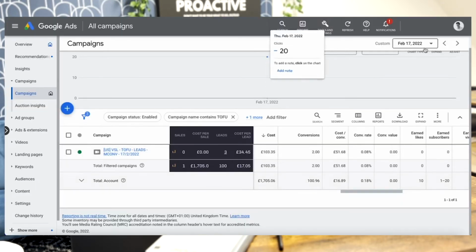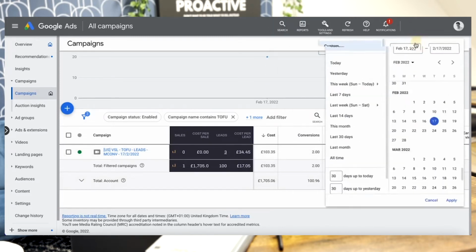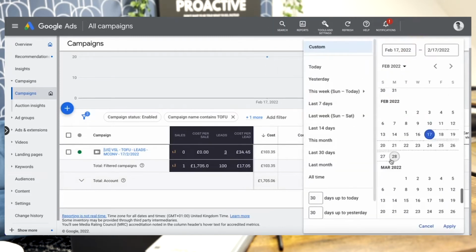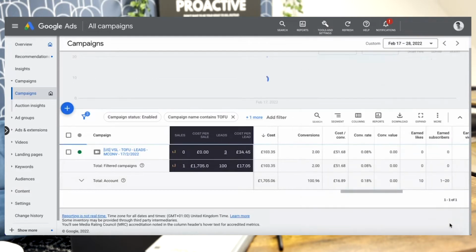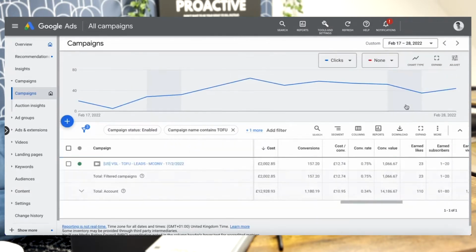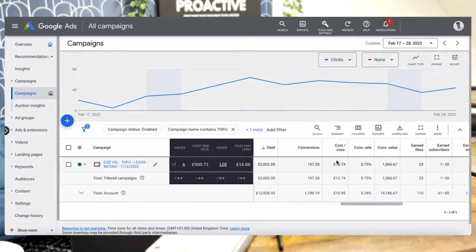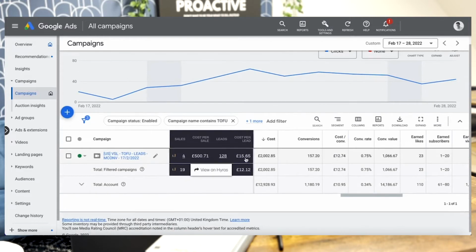So you can see here, that was just the first day of running the campaigns. Let's just work out the rest of February. Okay, so the 17th through the 28th of February, we started to see some more results. So we're looking at around £15 a lead and 4 sales of £500 a sale.